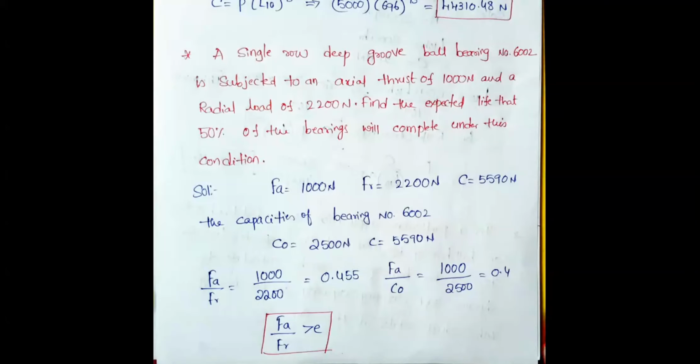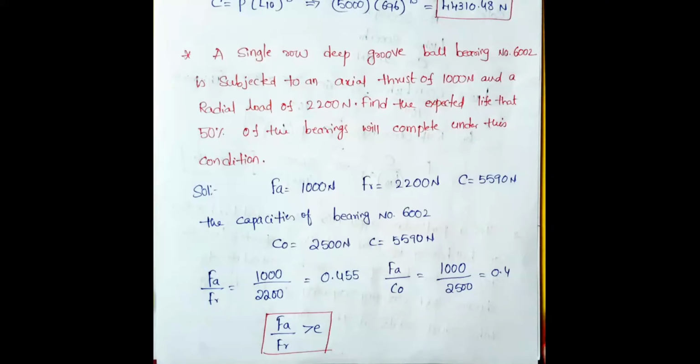Now the FA by C naught value is 0.4 here. Based on that 0.4, verify your data book. Corresponding to 0.4 you have the E value. Please note down the value of E also. That is very, very important.